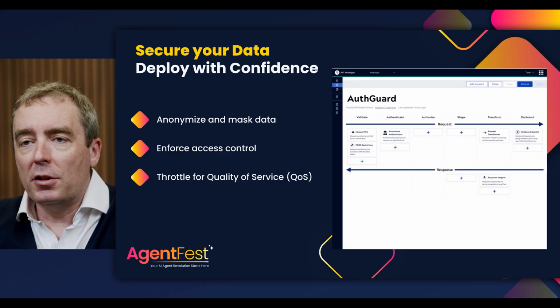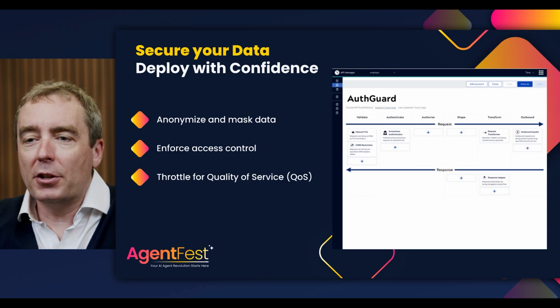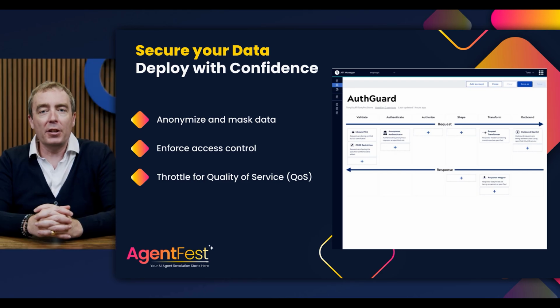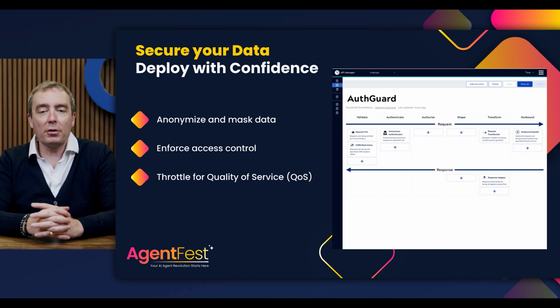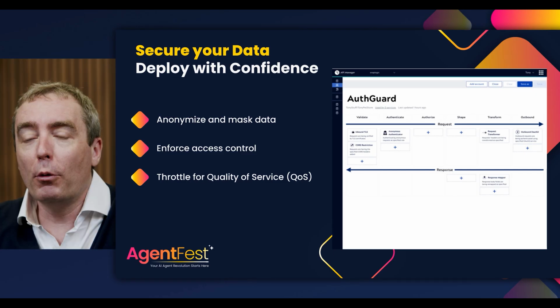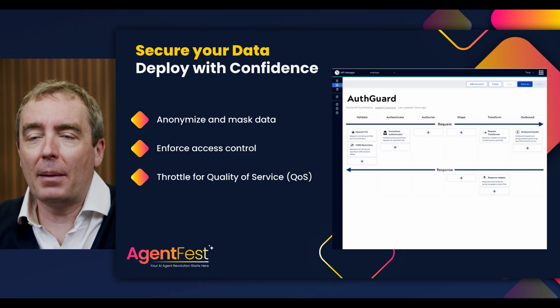So the first thing we need to do in order to be able to deploy AI agents with confidence is to secure the data that they are using. So AuthGuard, which is a new feature built into SnapLogic APIM, will let you anonymize and mask the data that is provided and enforce access controls on that data. In addition, you can throttle for quality of service so that your systems don't get overwhelmed by AI agents hammering them. More on AuthGuard and the other new features on SnapLogic APIM in the session later on.